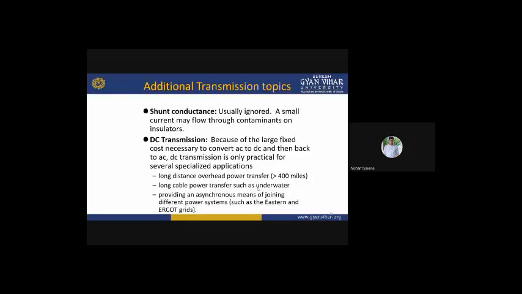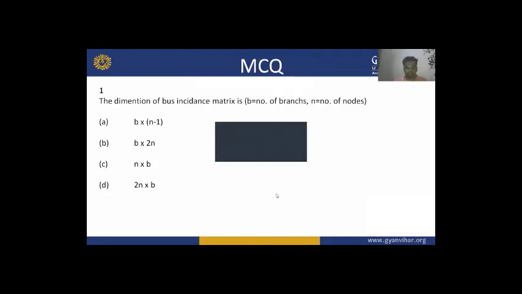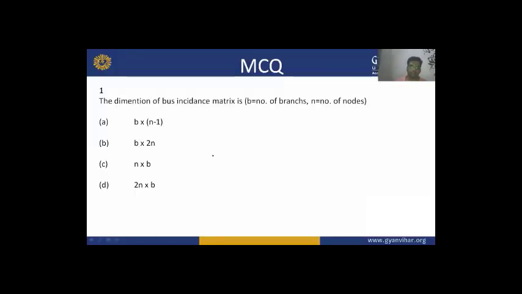Now let's discuss some of the MCQs for the session. The Y-bus of the bus incidence matrix, where B is the number of branches and N is the number of nodes. What will be the dimension of a bus incidence matrix? Will it be B cross N minus 1? Or will it be B into 2N? Will it be N into B, or will it be 2N into B? Yes, tell me.